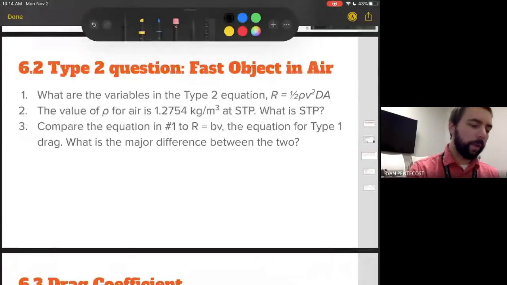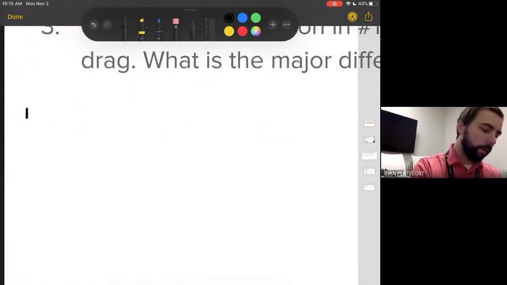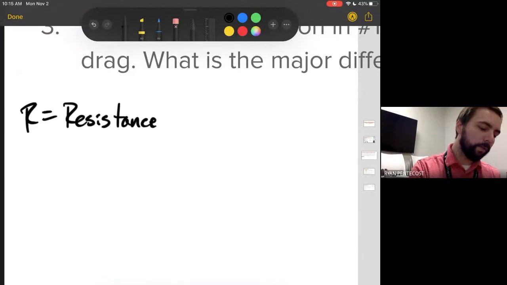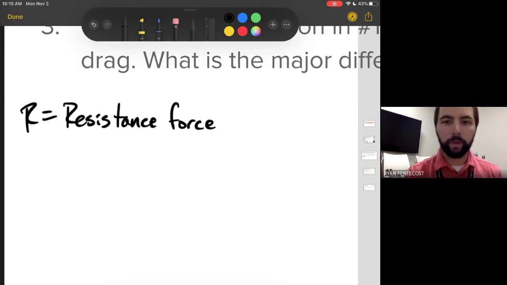So first we have R. Let's zoom in here so I can write a little bit better. Okay, we have R equals any resistance force. This is not just air drag. Any resistance force can be shown as R, right? Next, we have the 1/2. We all know what to do with 1/2.